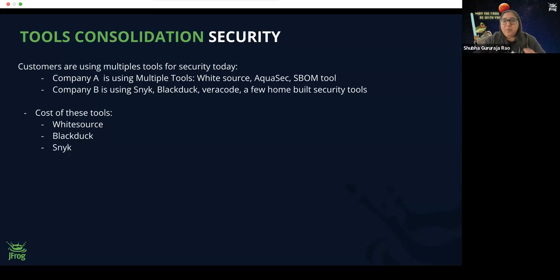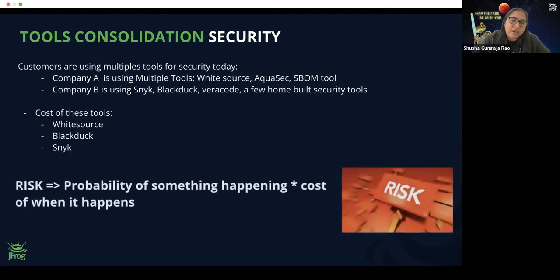So this is where companies, when we started talking to these companies, they were like, okay, let me take a step back and understand what is my TCO today. And this is where they were like, okay, we have to go ahead and consolidate, right?